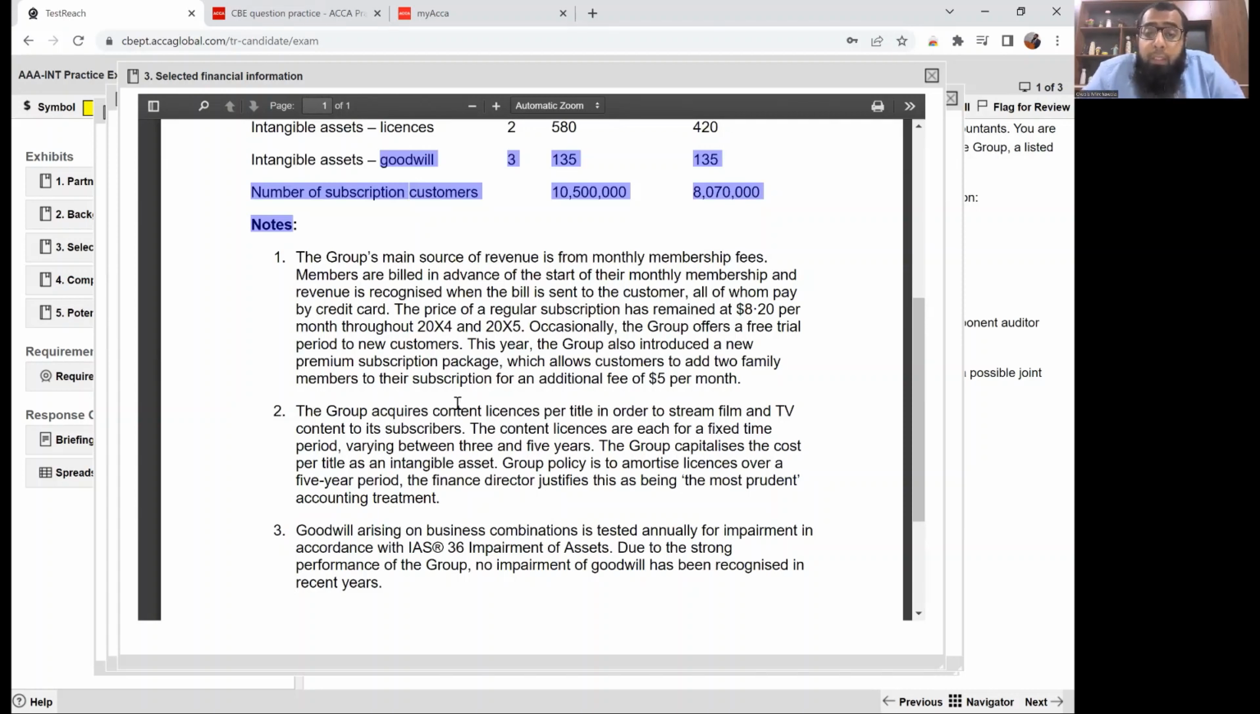The group acquires content licenses per title in order to stream films and TV content to subscribers. The content licenses are each for a fixed time period, varying between 3 and 5 years. The group capitalizes the cost per title as an intangible asset. Group policy is to amortize licenses over a 5-year period. The finance director justifies this as being the most prudent accounting treatment.